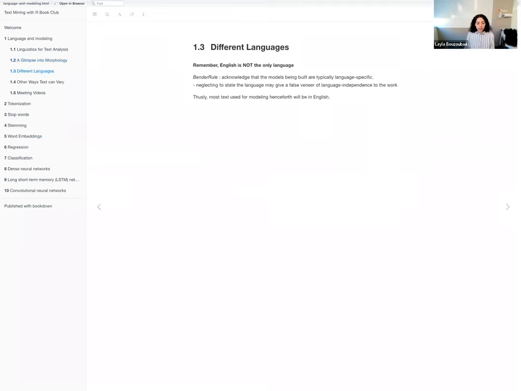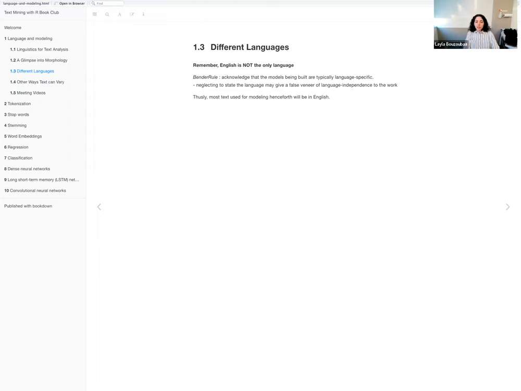One thing to consider is that English is not the only language. And I think in the English-speaking world, sometimes we tend to forget this. And as we get deeper into language modeling, that is something that you have to remember. Although it is possible to develop models that are language independent, like they could be used for any language, there's something called the Bender rule.